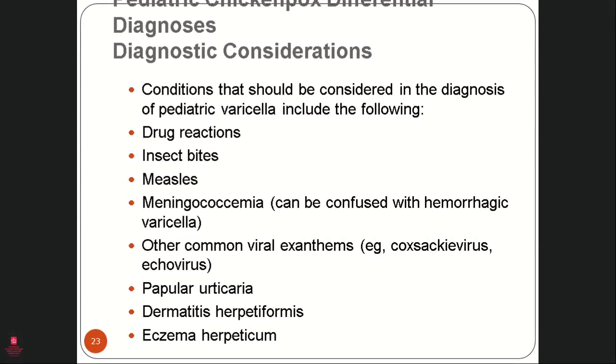Conditions that should be considered in the diagnosis of pediatric varicella include the following: drug reactions, insect bites, measles, meningococcemia, other common viral exanthems, for example Coxsackie viruses, echoviruses, papular urticaria, dermatitis herpetiformis, and eczema.